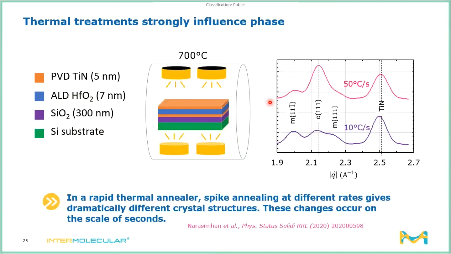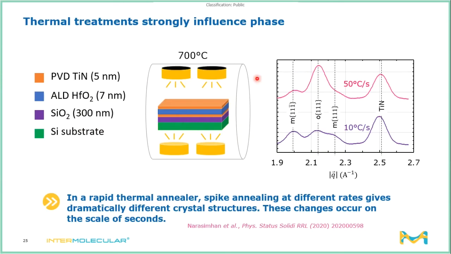As an example, let's compare two ALD hafnium oxide films that are annealed in a rapid thermal annealer. An RTA, or rapid thermal processor, or rapid thermal annealer, is basically the easy bake oven of the semiconductor industry. You have your sample in here, it's heated by very, very powerful lamps, and it can be heated very quickly from room temperature up to 700 or more degrees Celsius in a matter of seconds.